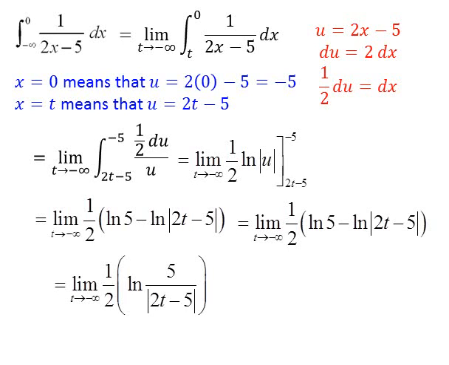As t approaches negative infinity, that denominator will get infinitely large, causing the fraction to approach 0. On a log graph, as the input approaches 0, the log approaches negative infinity. Therefore, this integral diverges.